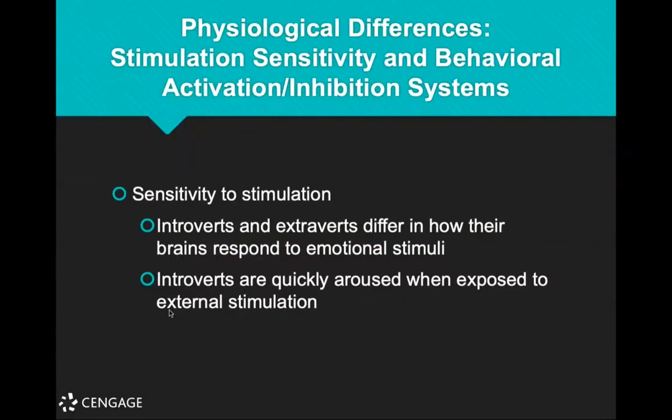And so he called it stimulation sensitivity, and behavioral activation and inhibition systems. He said that one of the ways that we can understand how introverts and extroverts function is their sensitivity to stimulation. Introverts and extroverts differ in how their brains respond to emotional stimuli. Introverts are quickly aroused when exposed to external stimulation. That's why their set point, or their baseline, is pretty low when it comes to external stimulation. And so introverts tend to stay at home because they feel enough stimulated at home itself, let alone going outside.